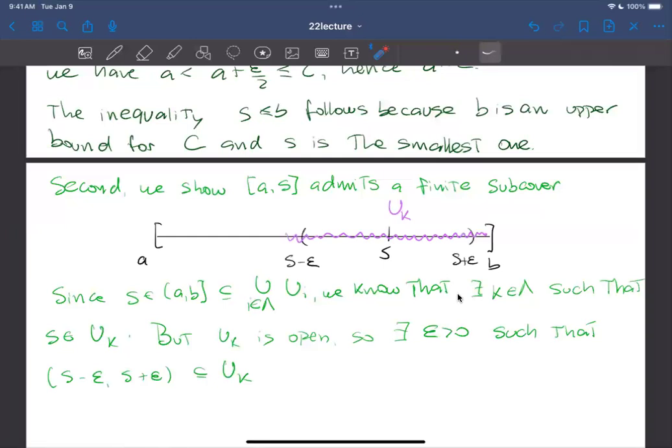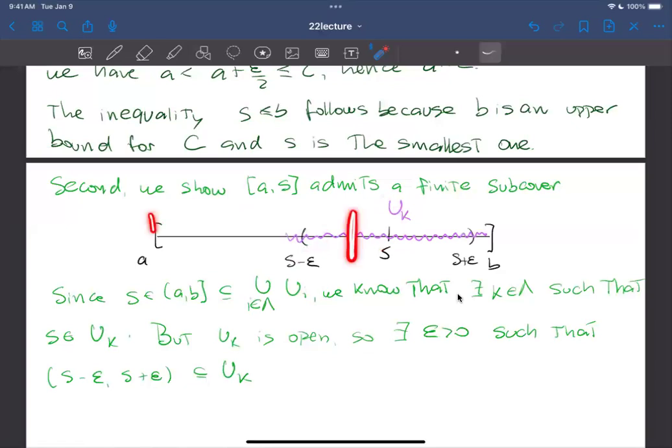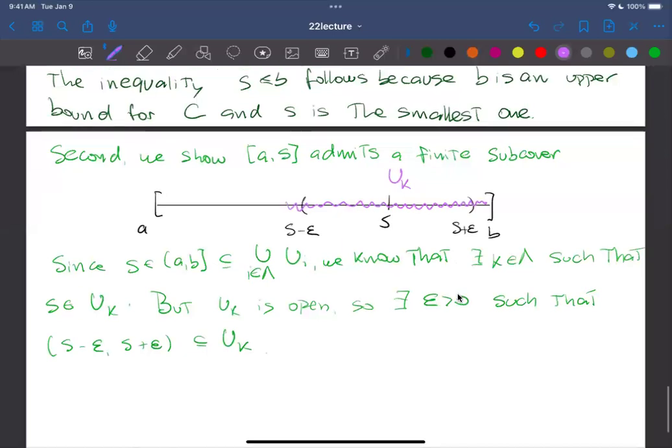Okay, so the idea at this point is that we know S is the smallest upper bound. And we want to somehow deduce that this interval admits a finite subcover. It's only enough to show that at some point here, this admits a finite subcover, because whatever remains, you can cover with this extra U_K. So we just need to look up something here. But this point could in principle be on this side of the interval, and that would be problematic, but we can just assume that's not the case by shrinking epsilon.